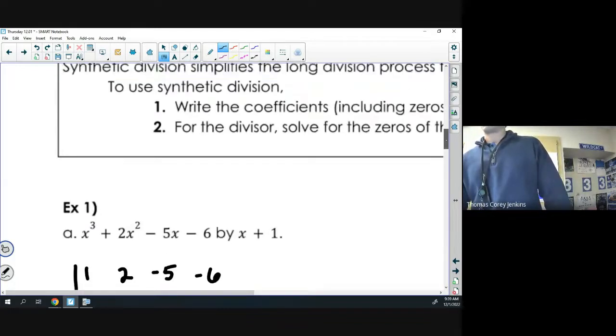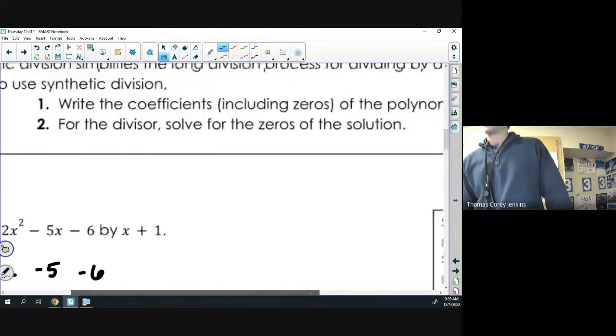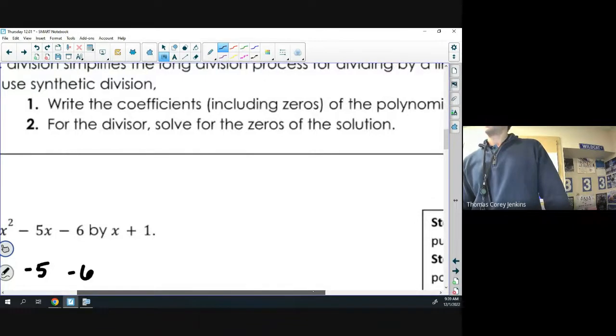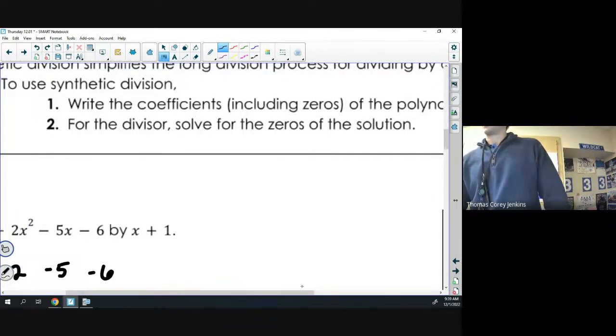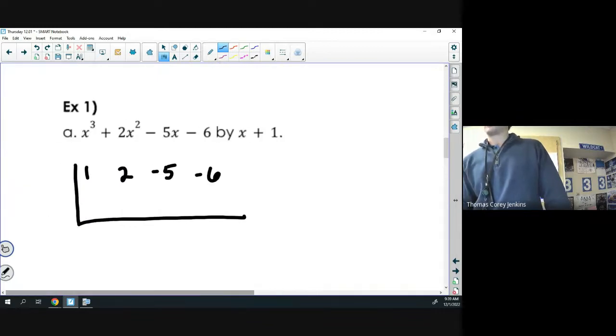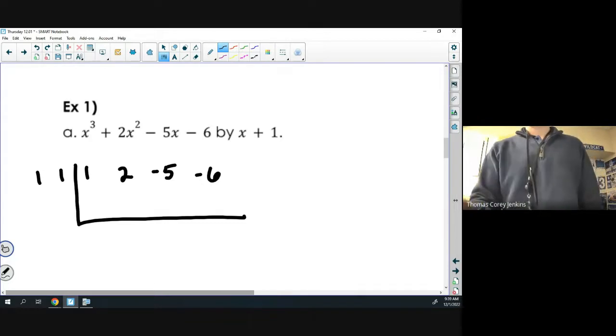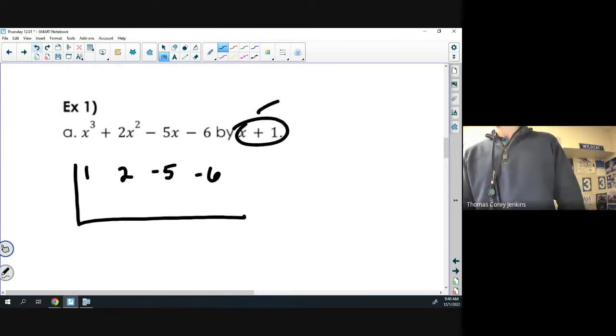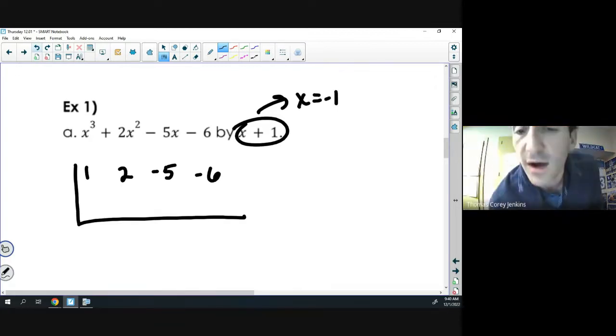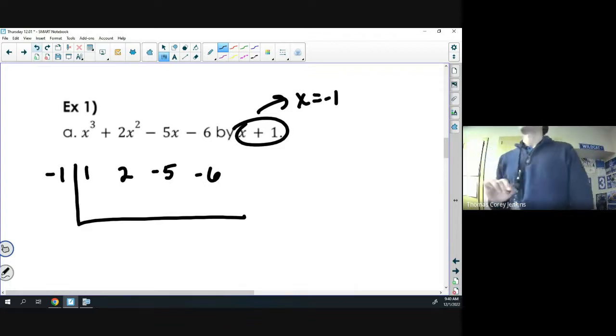So now we're looking at step 2. It says for the divisor, solve for the zeros of the factor. So based on what I just did there, you might think something like this goes outside. That would be wrong. What we do instead is think about what zeros go with this factor. So that would just be x equals negative 1, right? So negative 1 is what goes outside. You can see how that would be easy to forget.